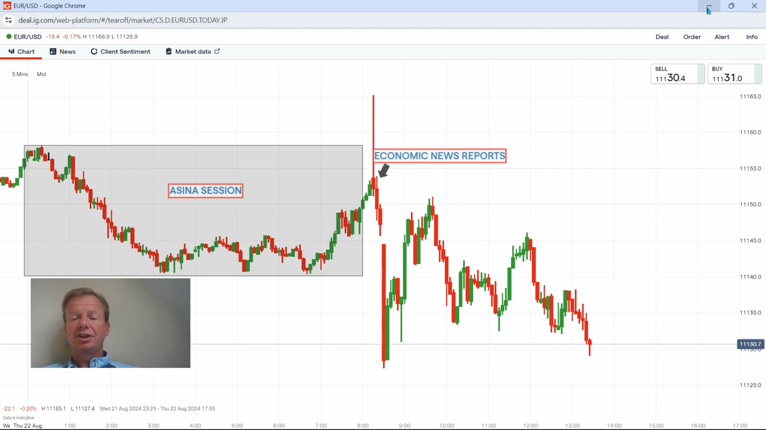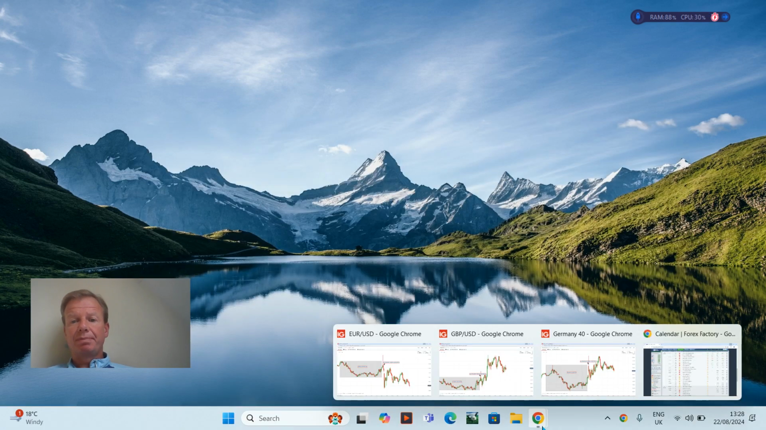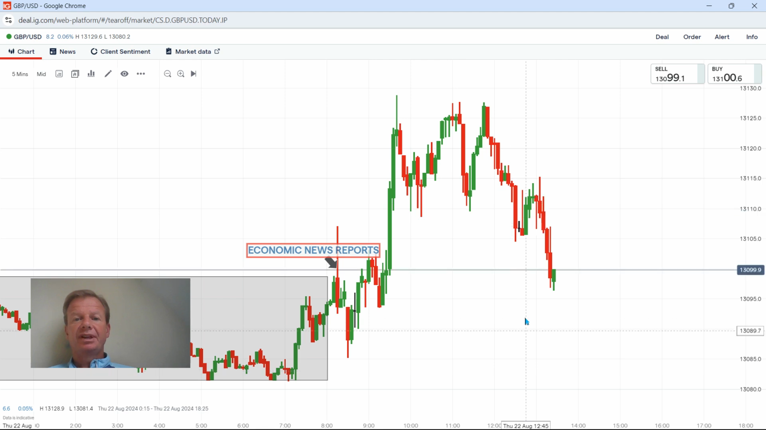Okay, so that's on the Euro US, and then we can go to the Pound US. Pretty similar pattern, and it wasn't affected as much, obviously, because it's the pound, not the euro, affected by those first lot of reports. But obviously they're correlated, so they tend to move in the same direction. So it wasn't as big a movement. It came out of the box slightly.